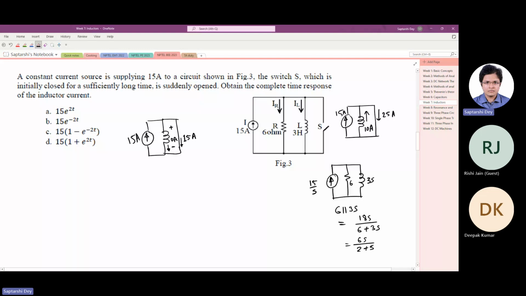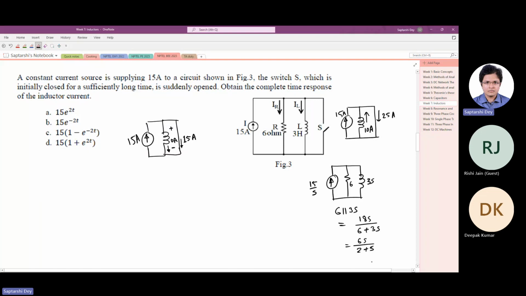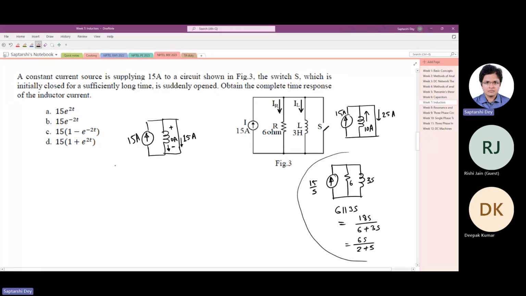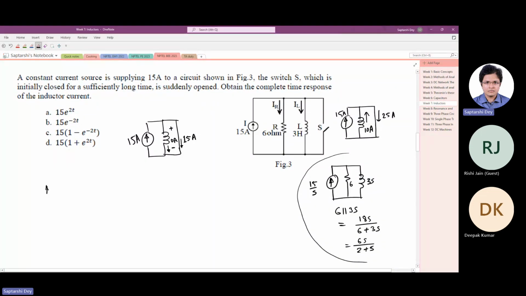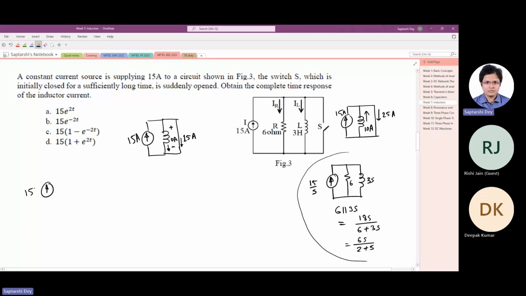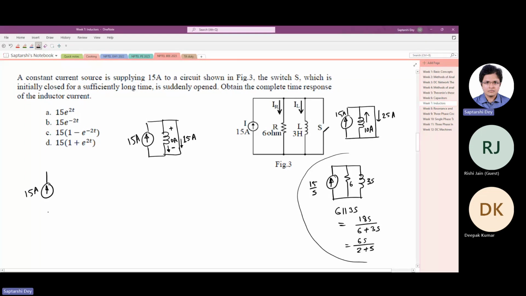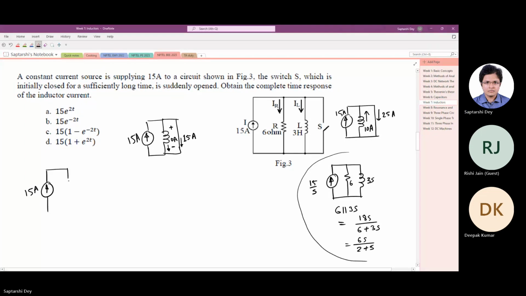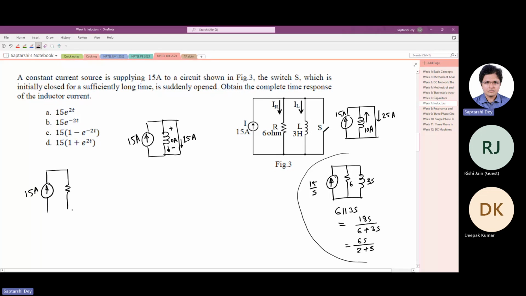But here we're not going to do that because we are not studying transients as such. What we will do is, the initial value of the inductor current we know. We'll find out the final value of the inductor current. To do that, we will draw the circuit once again. 15 ampere, 6 ohm, and inductor 3 Henry.